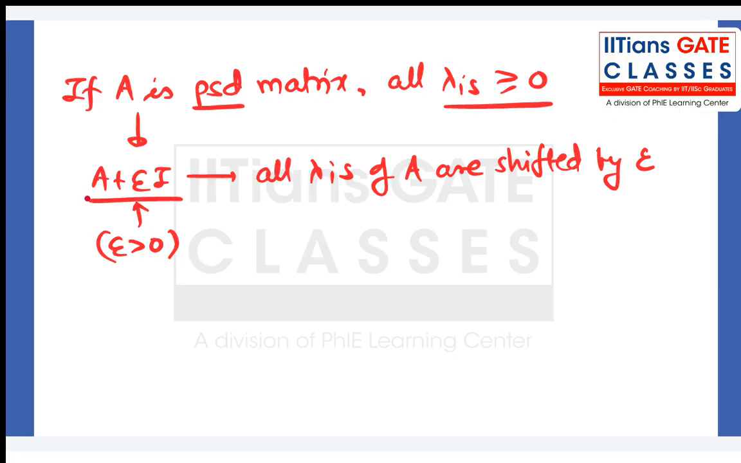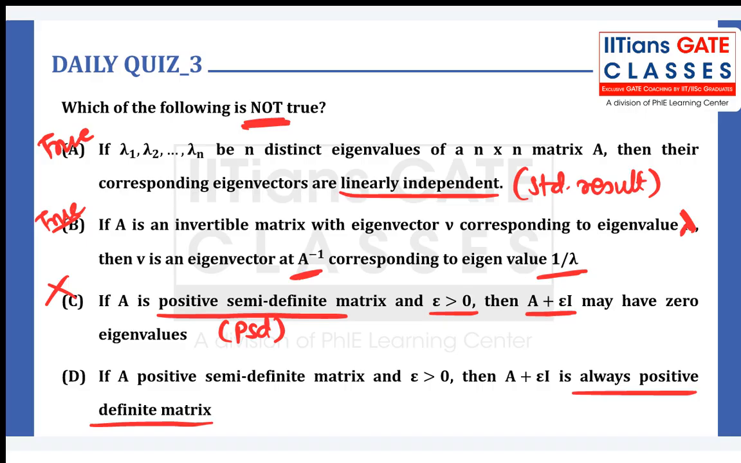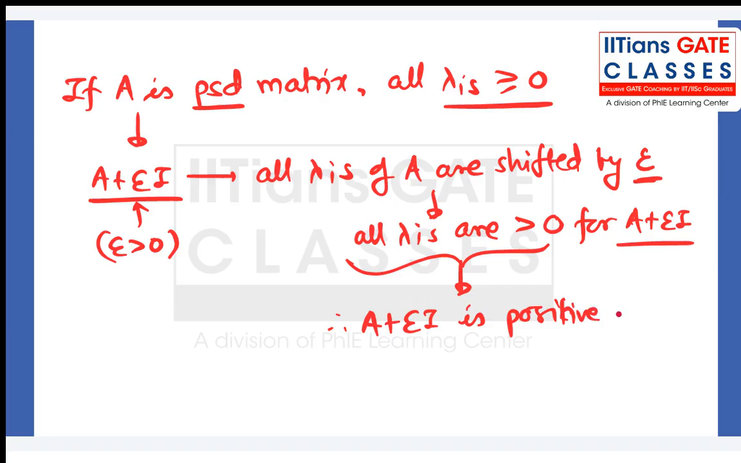So if all the eigenvalues are shifted by some positive distance, that means all lambdas are greater than 0 for this new matrix A plus epsilon I. Therefore option C is incorrect. But option D says A plus epsilon I is always a positive definite matrix. That is true, because all the eigenvalues are greater than 0. That means this A plus epsilon I, which is the new modified matrix, is a positive definite matrix. This is also called a PD matrix.